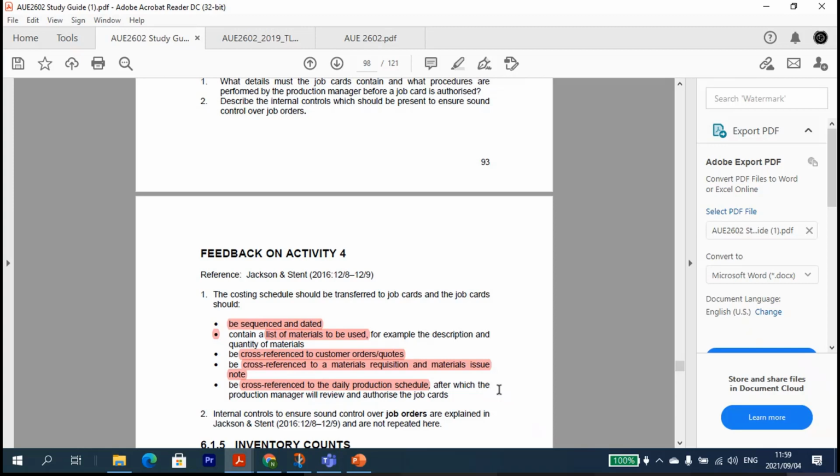And when you mention that a manager reviews, always mention what they are reviewing. If you're saying they review the job card, what exactly on the job card? Take us through the tasks or functions that they will perform before they sign that job card to show that they are satisfied.